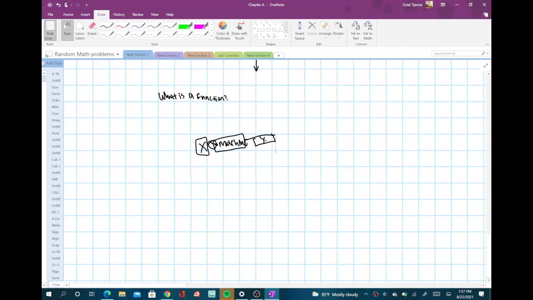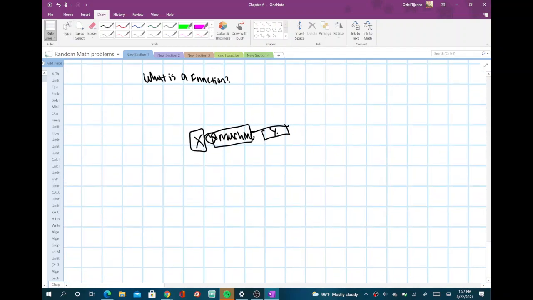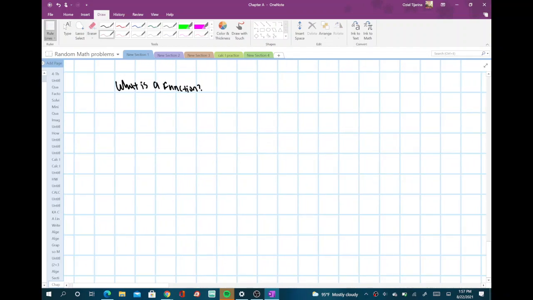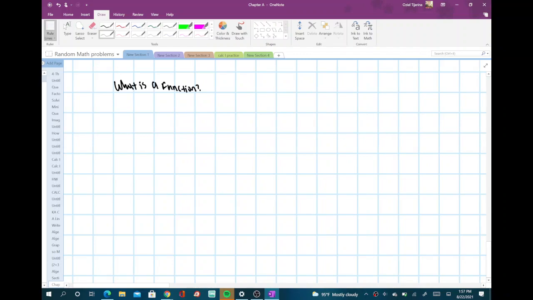So, for example, I'm gonna just state a few functions in terms of x and y. So y equals 2x. This is a function because we can put anything for x and get out a y. So if we plug in x equals 1, we get y is equal to 2 times 1, which is 2, right? So that is a function.